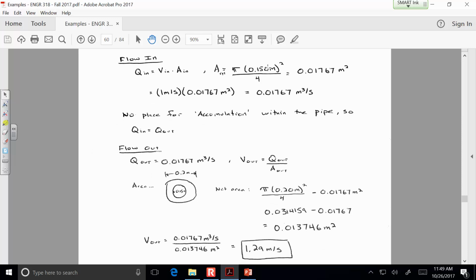Okay, 1.29 meters per second is the answer. So we've got this cylinder falling downward through a tube. And as it falls down, it's going to be entering our control volume, and it's going to be pushing water out of the control volume. And so what we need to know is, what's the flow rate that this cylinder is entering the control volume?